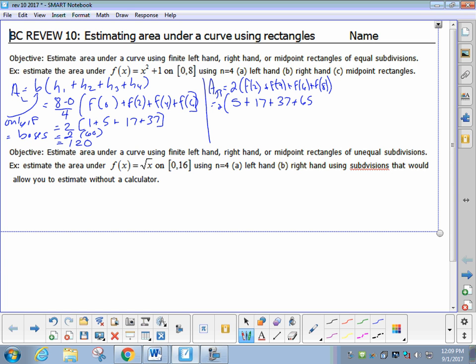Again, mental math. 5 plus 17 is 22, plus 37 is 59, plus 65 is 124.